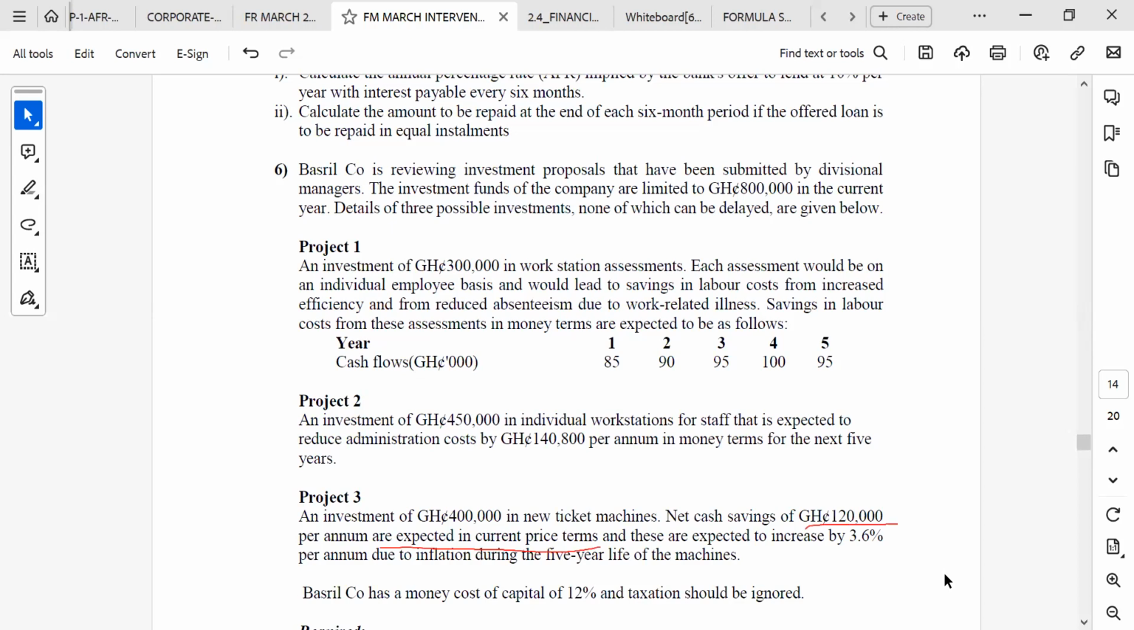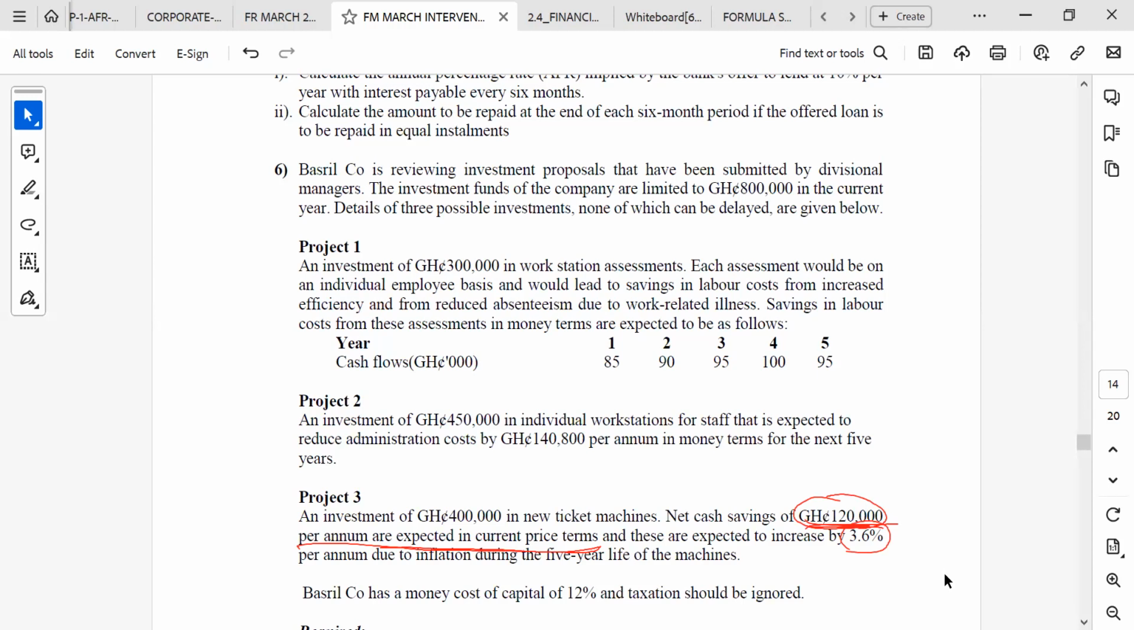What you have said is okay, but look at these statements. You start from year 1. The 120 is expected in current price terms. So this 120 over here is at the beginning of the year, but we assume that all cash flows arise at the end of the year. So at the end of the year, the 120 will no longer be 120. It will increase by 3.6%. So the increment will start from year 1. All right.